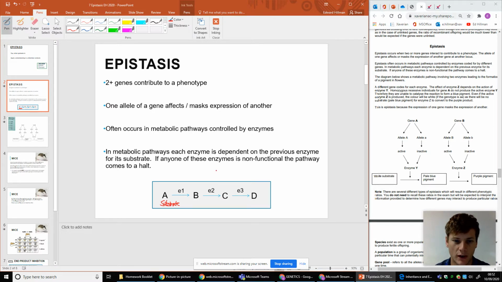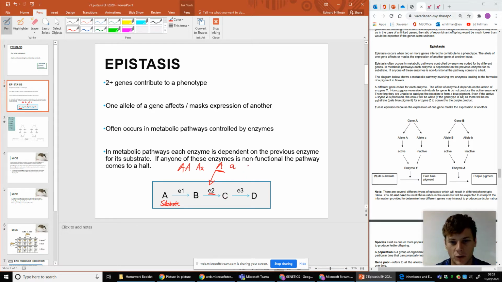So if we imagine that there are two alleles for enzyme number 2, the dominant allele and a recessive allele. Now the dominant allele codes for enzyme number 2. So an individual who possesses one of those dominant alleles, so is either homozygous dominant or heterozygous, is able to produce enzyme number 2 and is able to convert substrate B into product C.